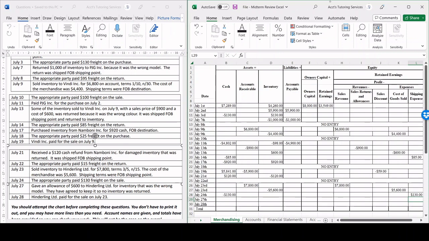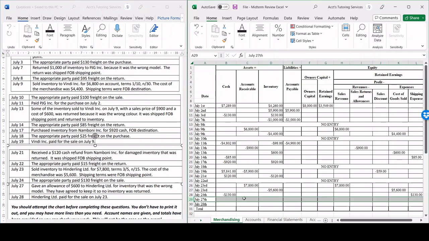All right, July 27th, we gave an allowance of $600 to Hinderling Limited for inventory that was the wrong model. They agreed to keep it, so no inventory was returned. So even though this is a two-part entry, the expense part is eliminated just because they didn't return it. So they still kept it, but we gave them an allowance. The revenue portion we still have to account for it. So in reality, we gave them an allowance of $600.